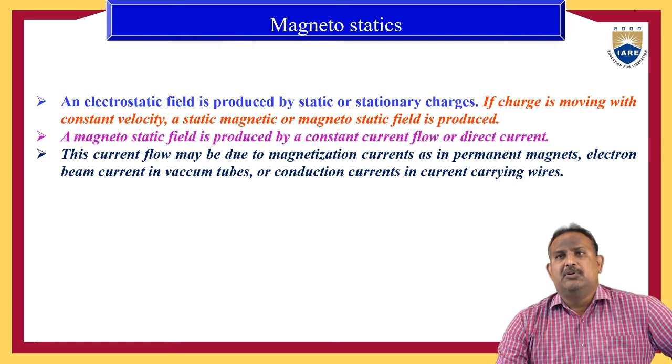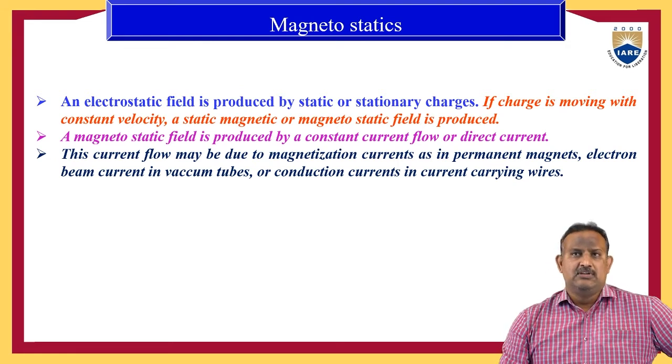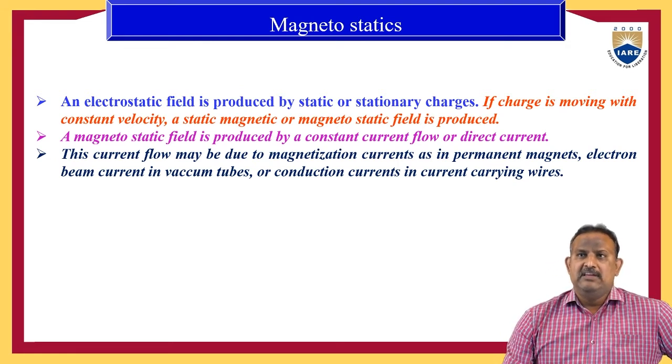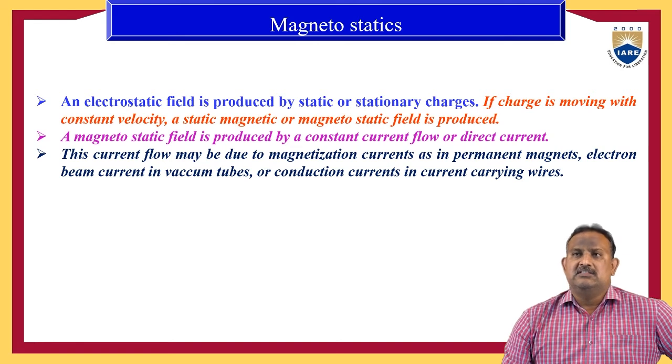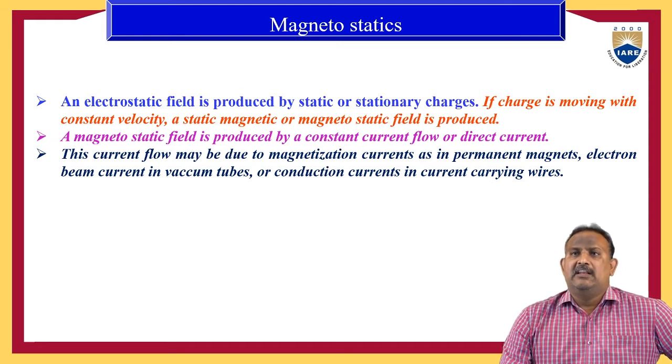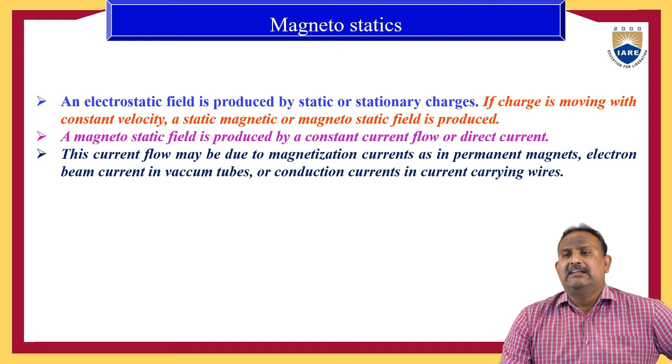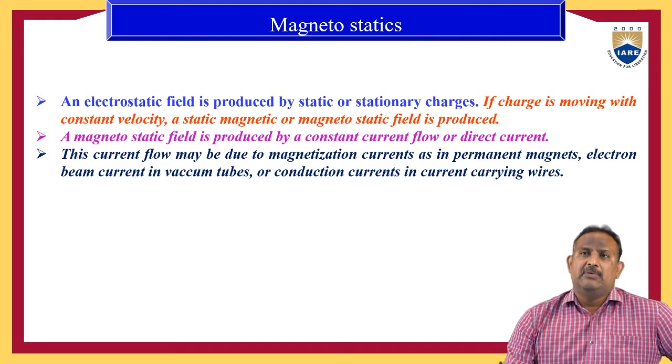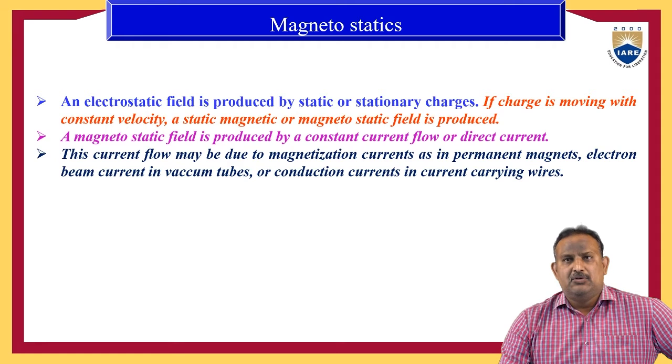An electrostatic field is produced by static or stationary charges. Already we have studied this in the previous videos. If a charge is moving with a constant velocity, a static magnetic or magnetostatic field is produced. So a magnetostatic field is produced by a constant current flow or a direct current. By using a constant current flow or a direct current, we can produce a magnetostatic field.